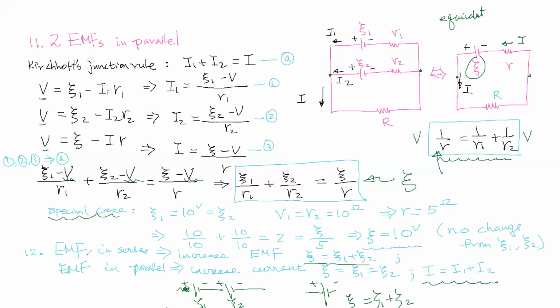So when you put EMFs in series, if you put them in such a way, then you will increase the EMF. But if you put them in parallel like that, then in general you will be increasing the current. So that's important to notice the trend.